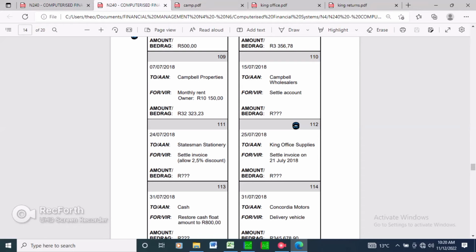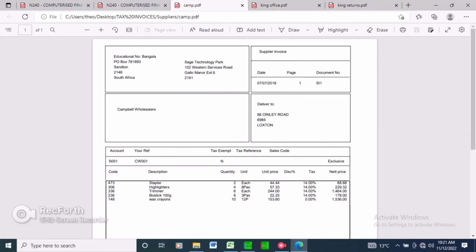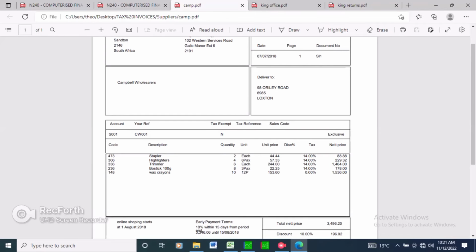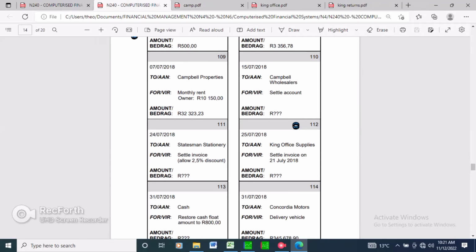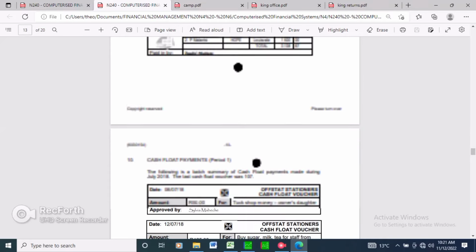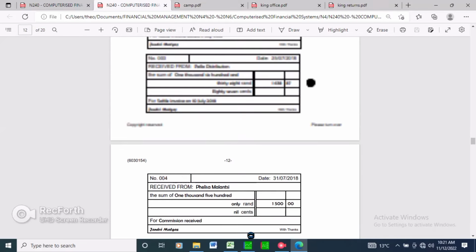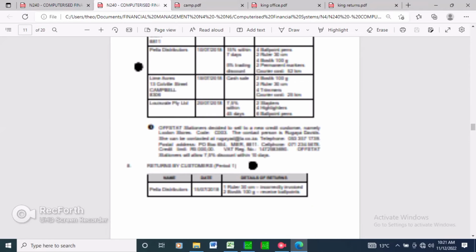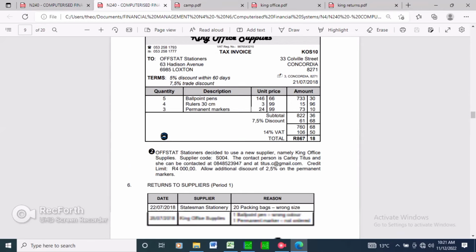It's very simple. Just go to your paper under your supplier's invoice, guys. These are the returns. As you can see, we do not have returns for Campbell Wholesalers, guys. That means we're not gonna stress much about returns. Let's go back. Okay, Campbell Wholesalers doesn't have a return, guys. You're gonna take this amount, 3,546.16, but check the early term discount.